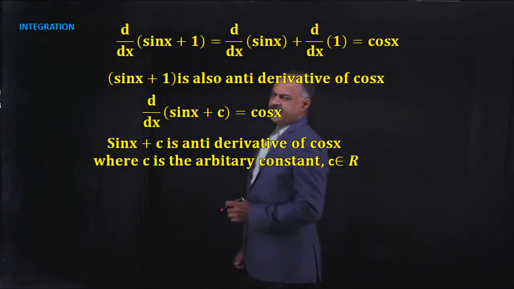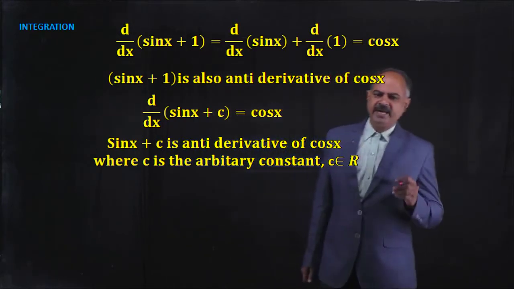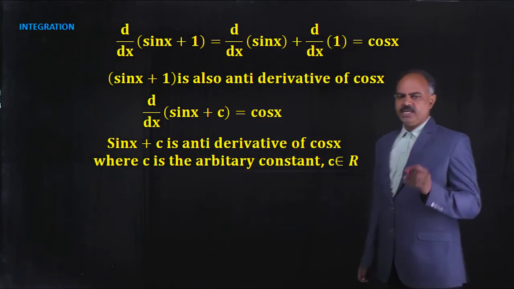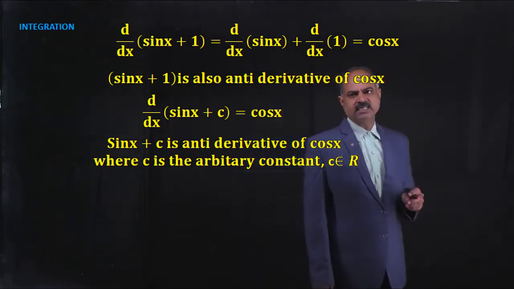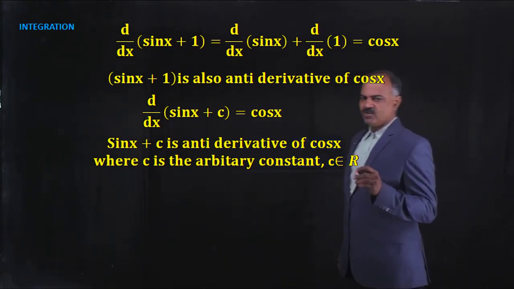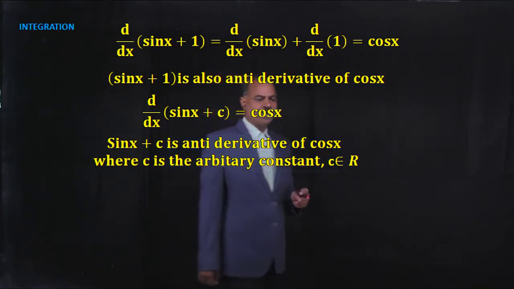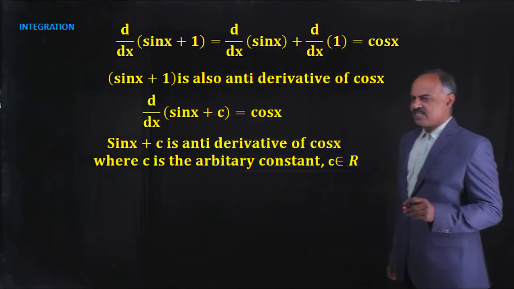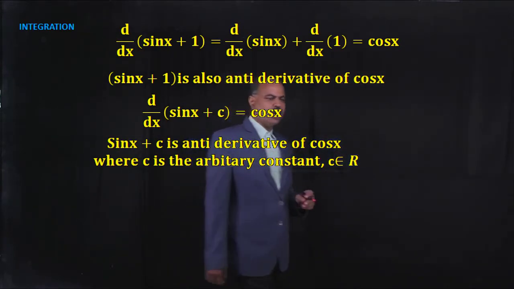Next, d by dx of sin x plus 1 equal to d by dx of sin x plus d by dx of 1. We know that derivative of a constant equal to 0, that is here d by dx of sin x equal to cos x. So sin x plus 1 is also an antiderivative of cos x, that is d by dx of sin x plus c equal to cos x. Sin x plus c is the antiderivative of cos x, where c is an arbitrary constant, c belongs to R.